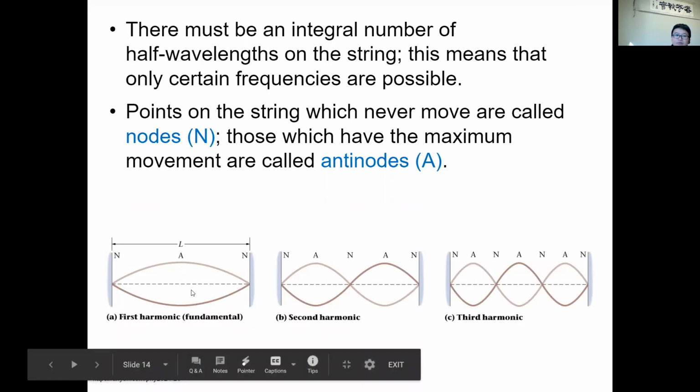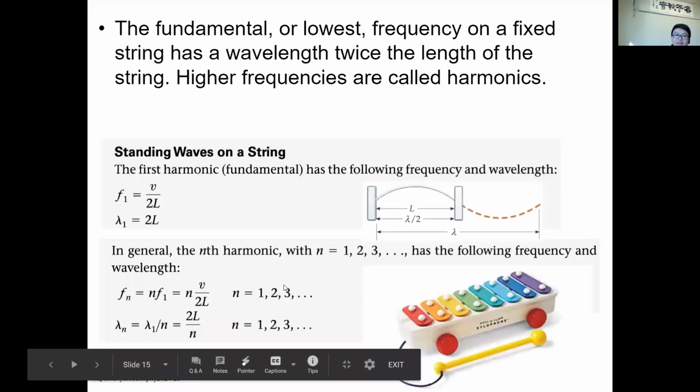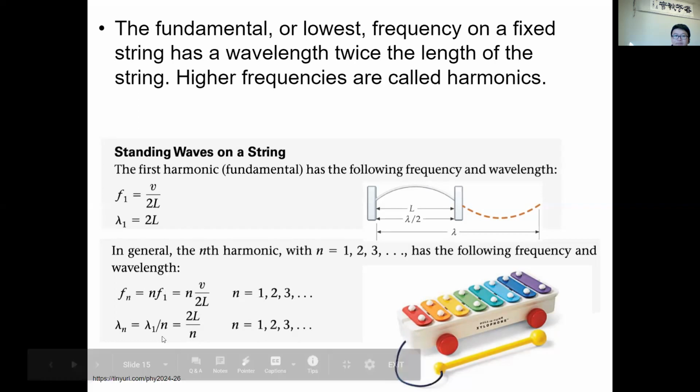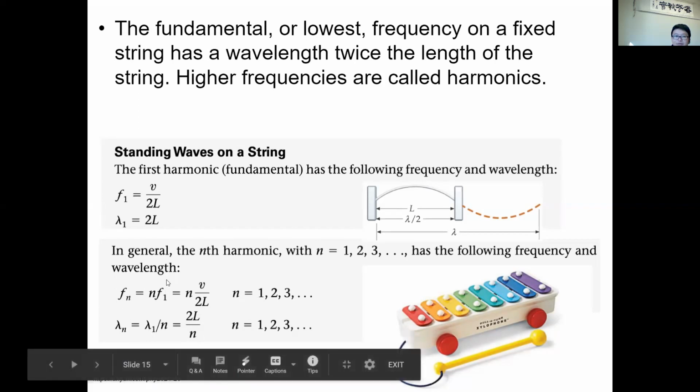You can have different wavelengths and different frequencies on the string. If both ends of the string are fixed, then the lowest frequency you can have is equal to v, the speed of the wave, divided by 2L, and then the higher harmonics you can see in the equations here. So this is the fundamental frequency, and then higher frequency, shorter wavelength.